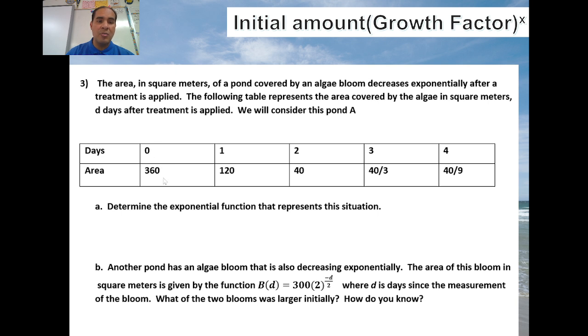So on day 0, there's 360 meters squared of algae, and you notice after 1 day, 2 days, 3 days, 4 days, the numbers are getting smaller and smaller and smaller. Determine the exponential function that represents this situation.